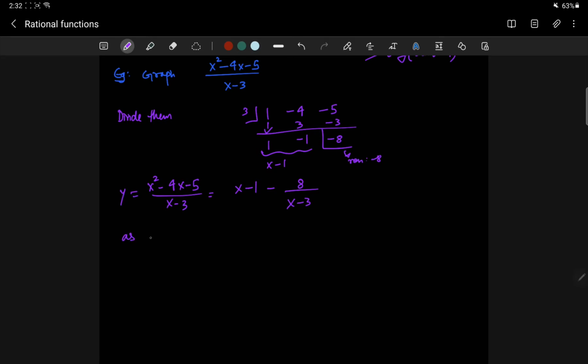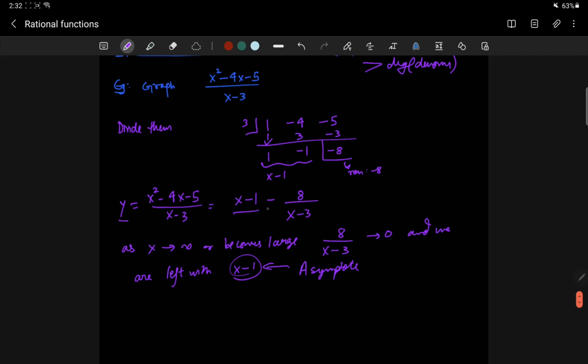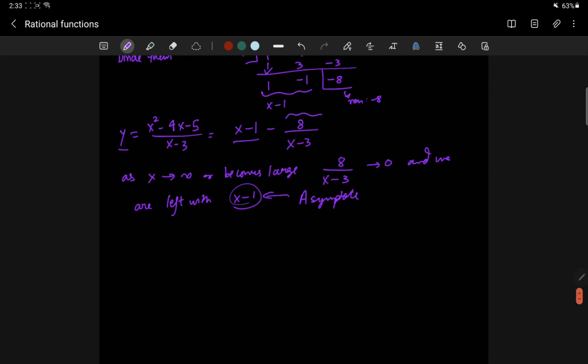Now, we notice that as x goes to infinity or becomes large, this 8 over x minus 3 becomes 0, and we are left with x minus 1. So that is going to be the asymptote. Because what this is saying, y equals x minus 1 minus this rational function, is that as your input becomes larger, this second part becomes irrelevant because it's 0, and the function pretty much behaves as the straight line x minus 1. So how are we going to plot this function?